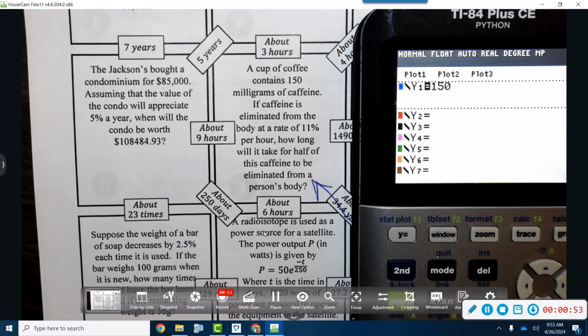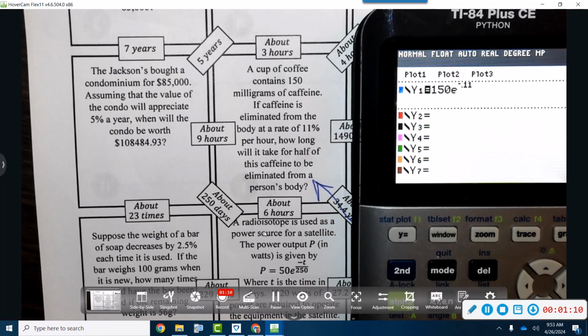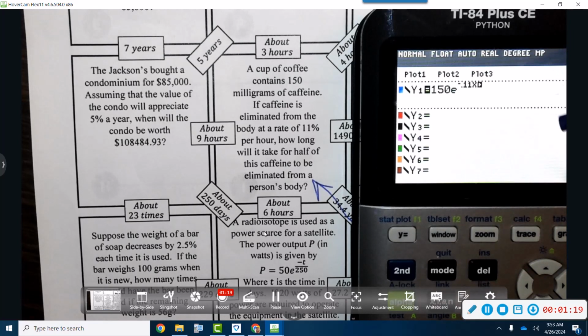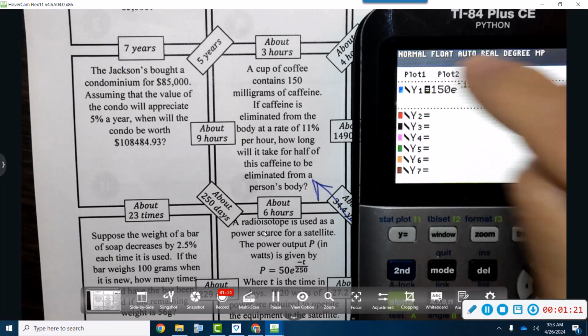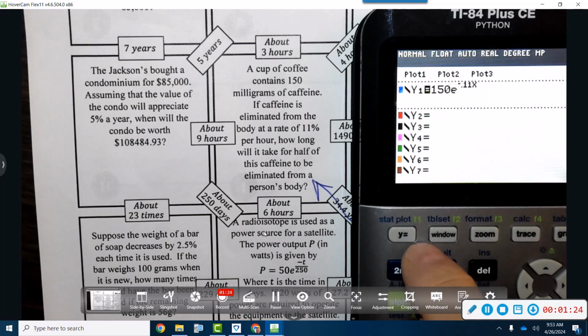Okay, how long before this caffeine is half? So we're looking for 75. So in our table, we're going to look for 75. We got e to the x. It's being eliminated at 11% per hour, which is that. But let's make sure that you put negative 0.11, because if you don't, you will be just increasing the amount of caffeine, which would be my case right now. So that right there is a negative 0.11%. Good. We're ready for the table.